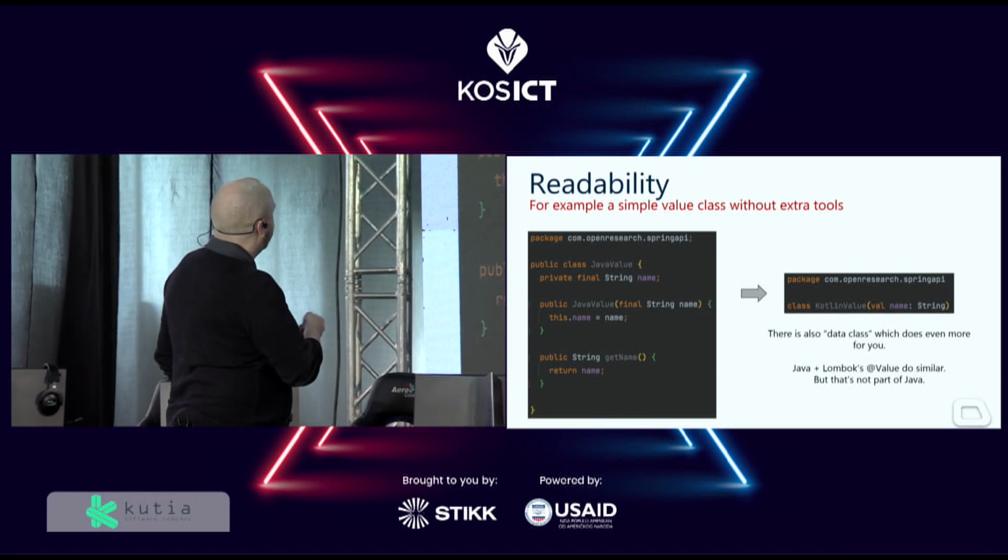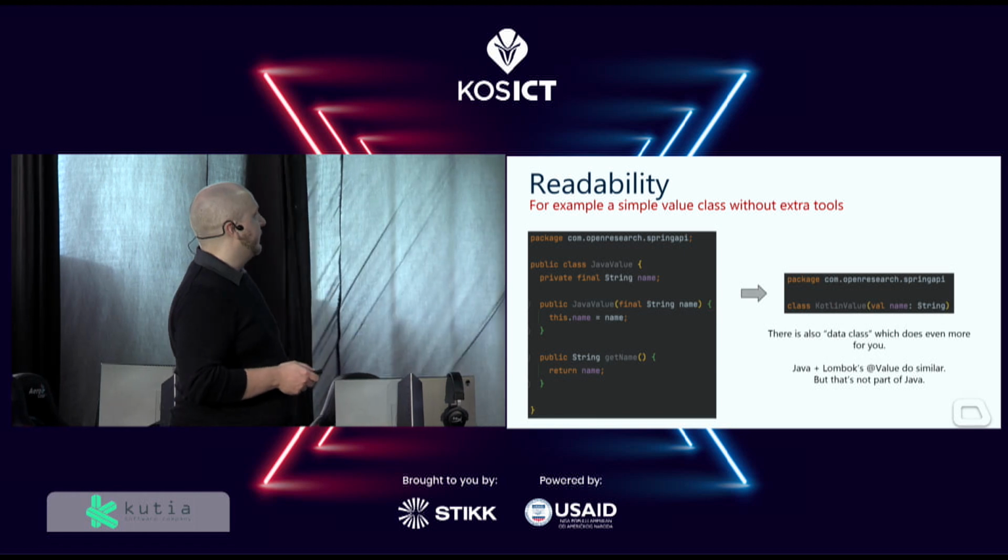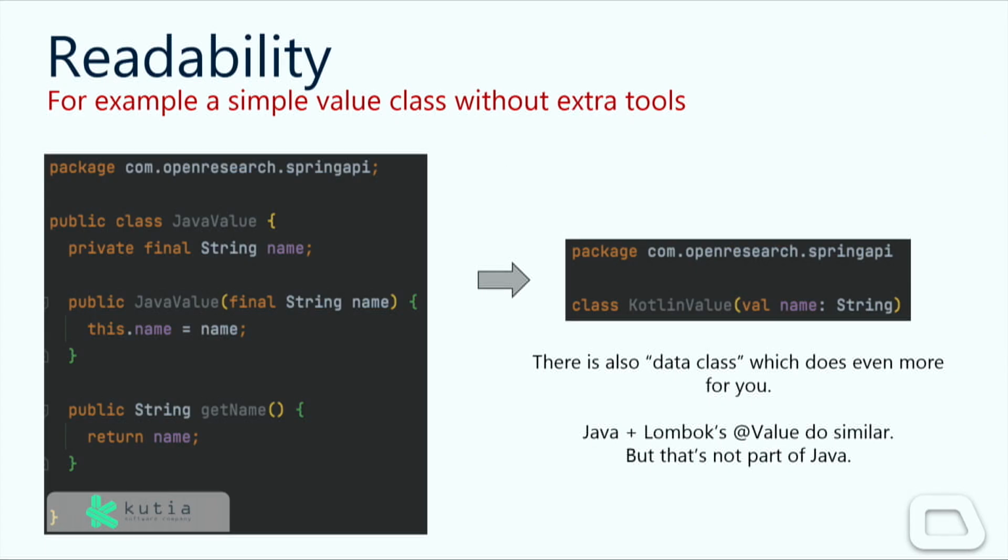So if I want to do the same in Kotlin, I just have to write this single line. Class, Kotlin, value in this case, value, name, string. And these braces, what you see there, is already the constructor. And the value is also not changeable, so it's exactly the same code.